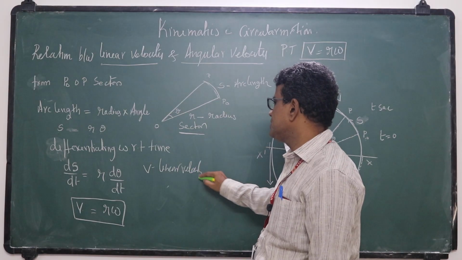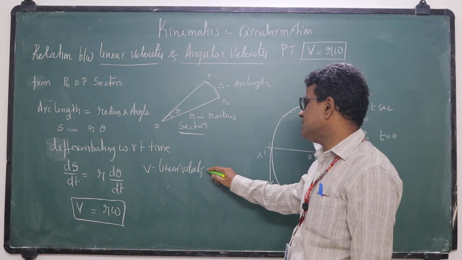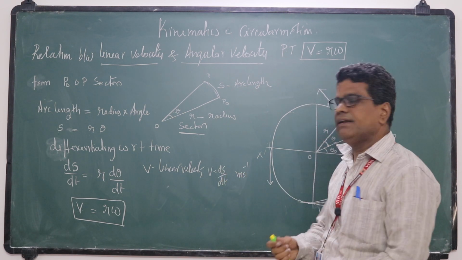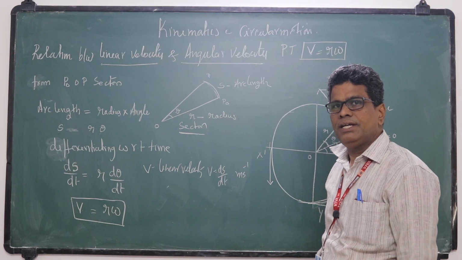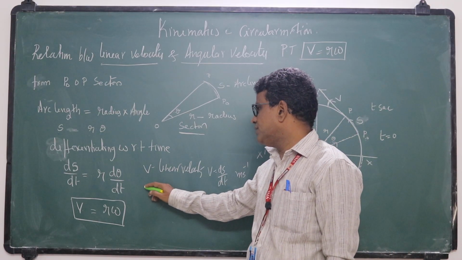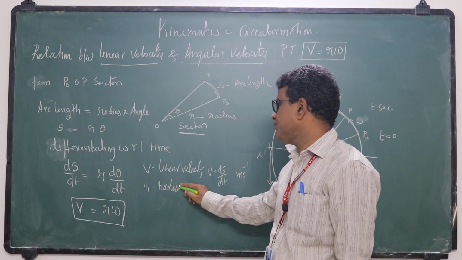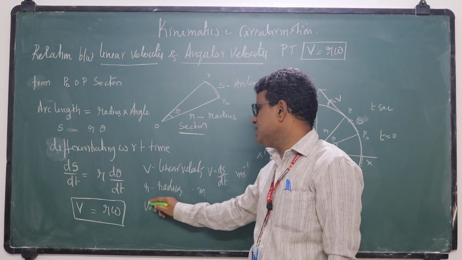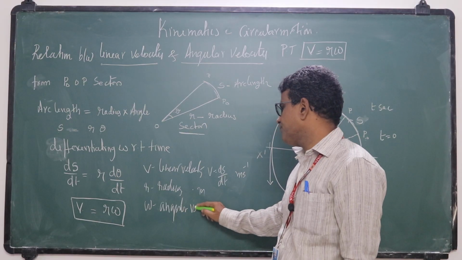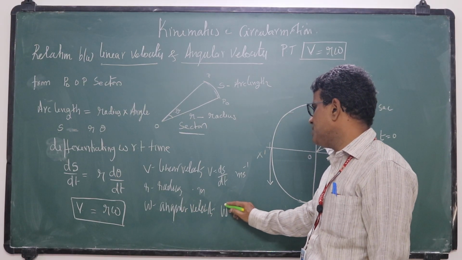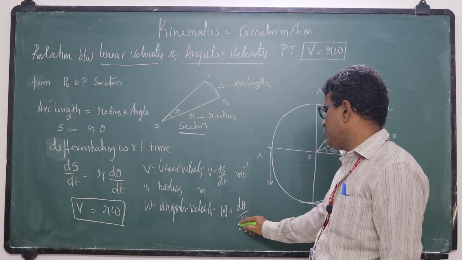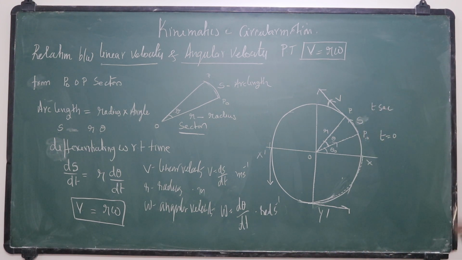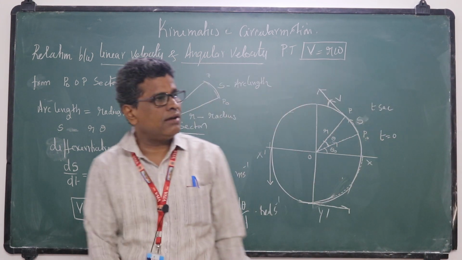How is linear velocity defined? Linear velocity v is the rate of change of displacement. Its unit is meter per second and its direction is along the tangent. R is the radius, so its unit is meters, and omega is angular velocity. Angular velocity omega is defined as d theta by dt. Its unit is radian per second. So this is the relation between linear velocity and angular velocity.